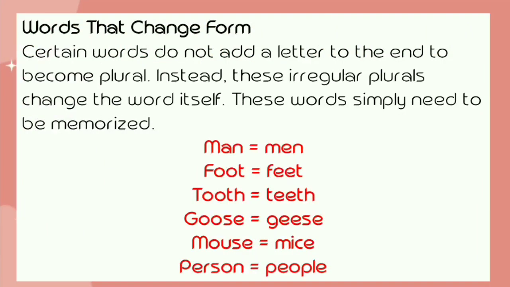Words that change form. Certain words do not add a letter to the end to become plural. Instead, this irregular plural changes the word itself. These words simply need to be memorized. Man will be men. Foot will be feet. Tooth will be teeth. Goose will be geese. Mouse will be mice. Person will be people.